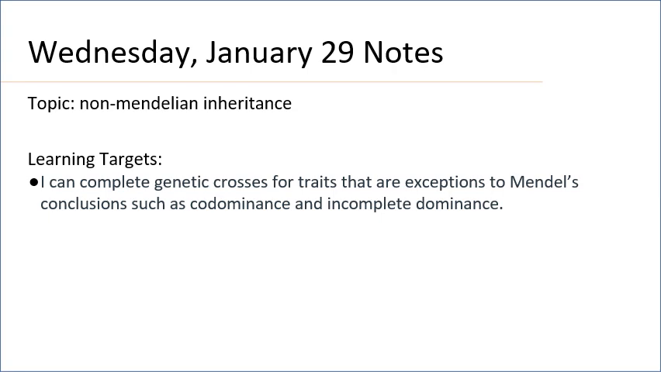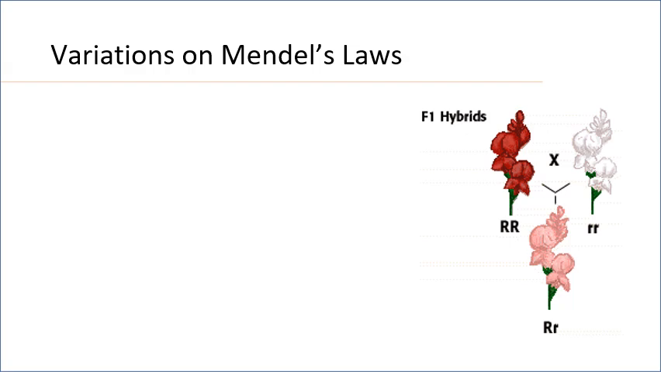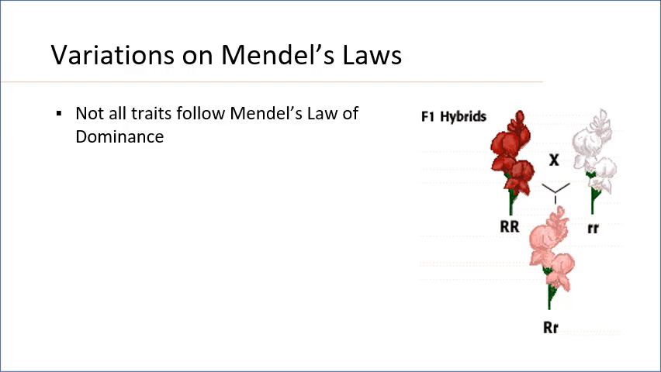Today we're going to talk about non-Mendelian inheritance. So far in this unit, we've talked about types of inheritance that are pretty predictable and that follow the law of dominance. Some traits are not going to follow that pattern, and the ones we're going to look at today are two examples of those.